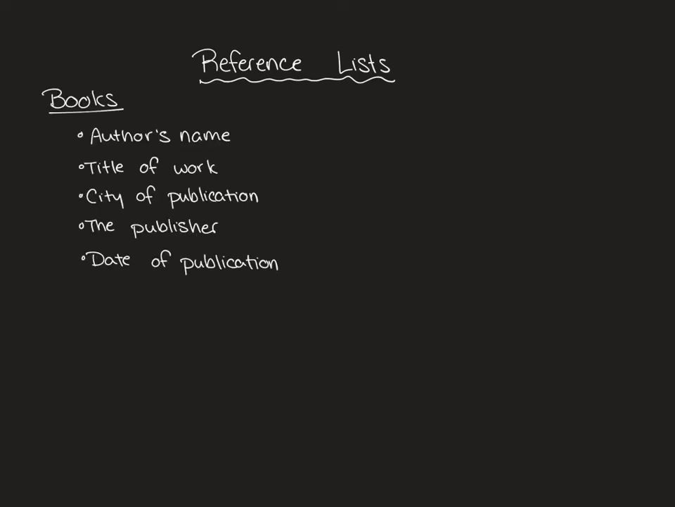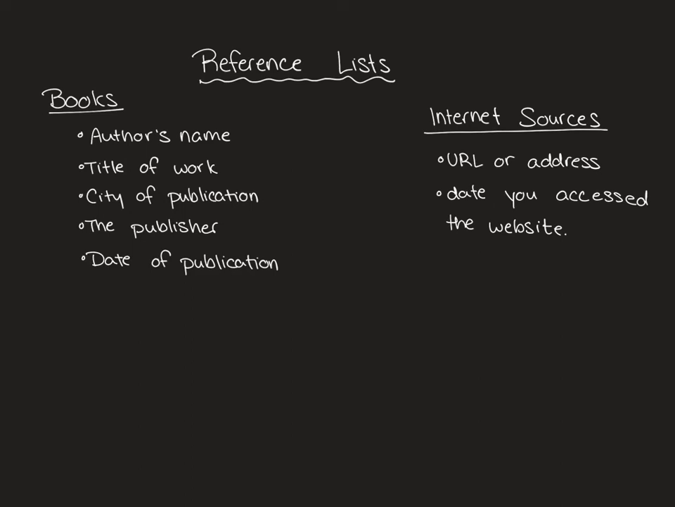So for books, the information that you usually need to include is the author's name, the title of the work, the city of publication, so the city where it was published, the publisher itself, and the date of publication. Most bibliographies, no matter which format you're using, include these 5 basic elements. For internet sources, you only need to jot down the URL, or the address in the address bar, and the date that you accessed the website, and that should be enough information to go back later and fill out a bibliography if you need to.